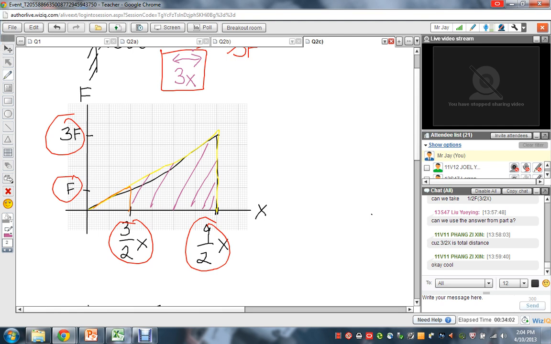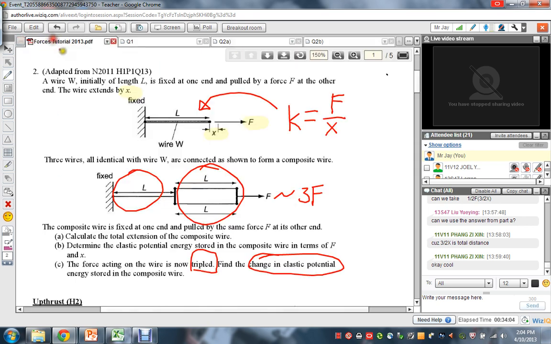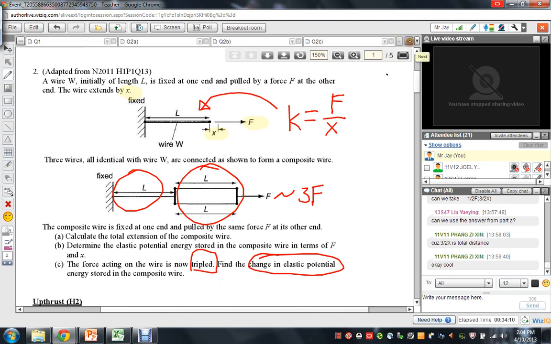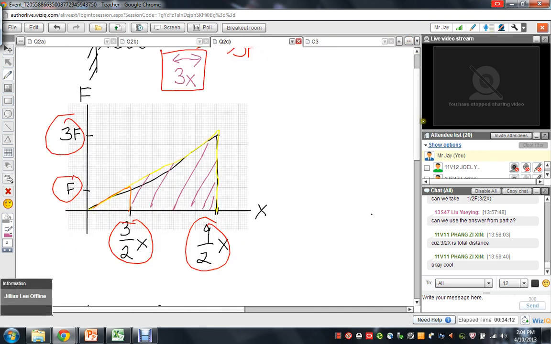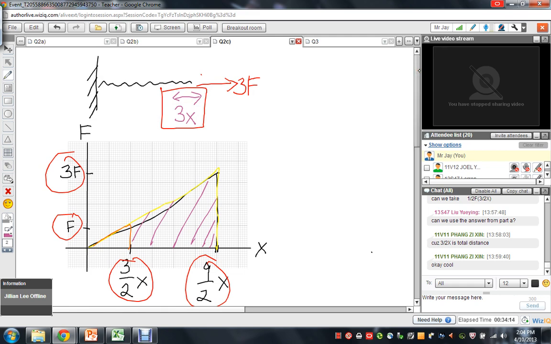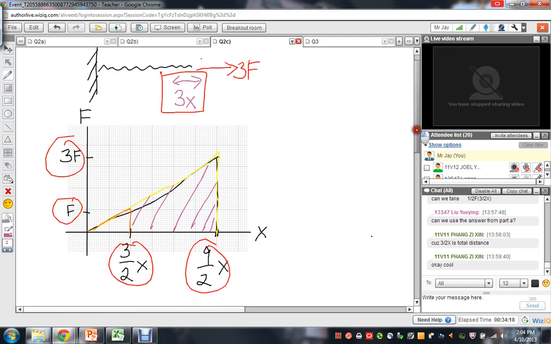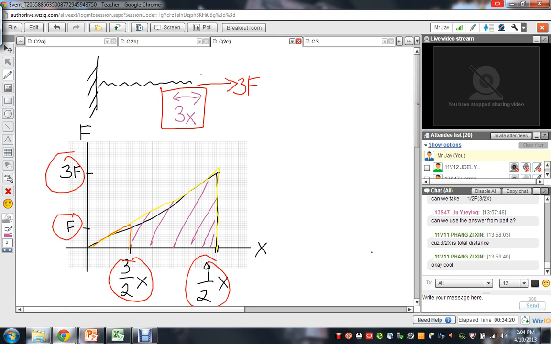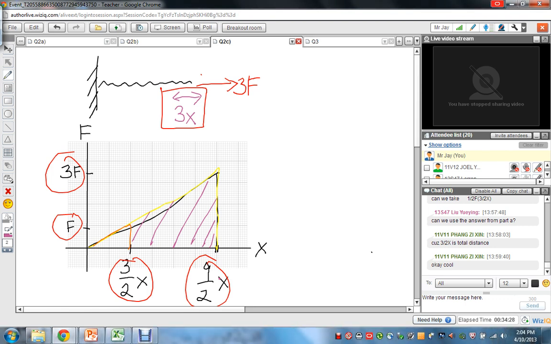Basically, the lesson learned here is that when the force triples, the extension for each spring triples as well. So I can either take the results of B or A to use in my working, or I can even just sketch a graph and then find the answer this way as well. Both ways are fine, and both ways we can get the total energy change.